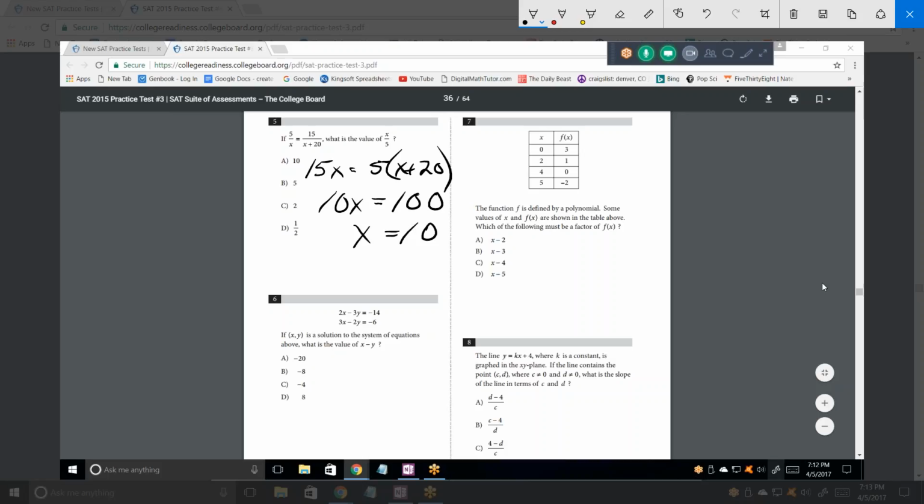For some reason in my head, I was thinking that there's got to be a little shortcut here. Maybe there is one that's shorter than the way, although it's hard to beat that way. In other words, that way was not hard. However, if I know that x over 5, if I just flip the left side, that's got to equal x plus 20 over 15. But that doesn't really help solve it.